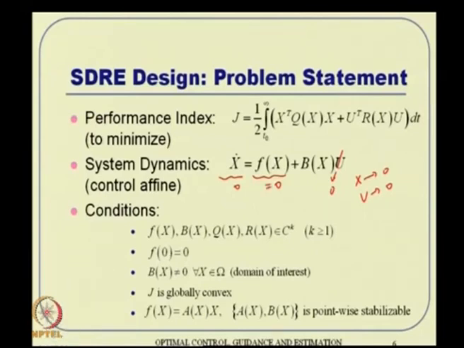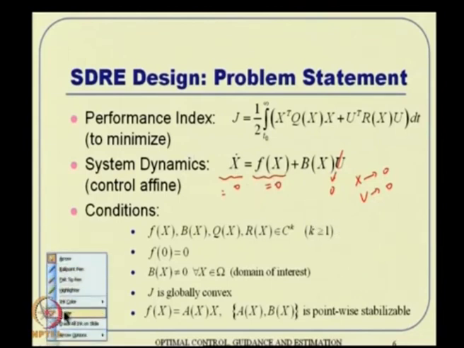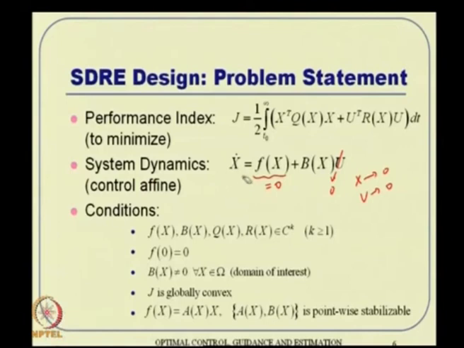But if f of x also goes to 0, then x dot also goes to 0. That means compatibility is maintained. So, why do you want that? Because once you go to the steady state, you do not want to deviate from the steady state. That is the whole reason why under steady state control should go to 0, and once control goes to 0, then the state derivative should also remain at 0. That is the reason why we want that.